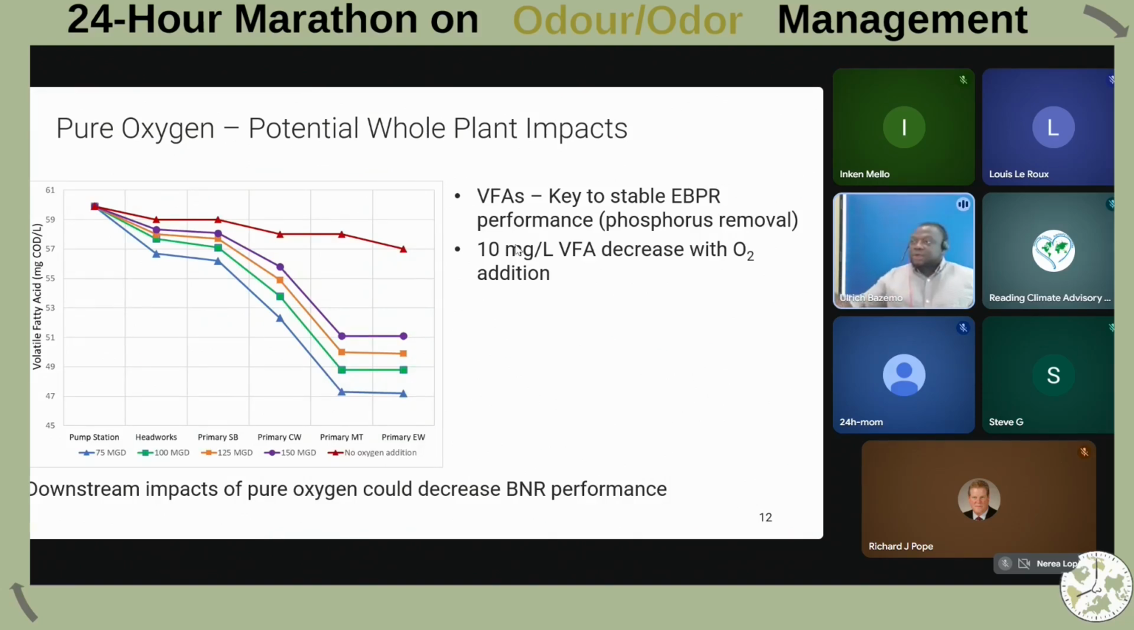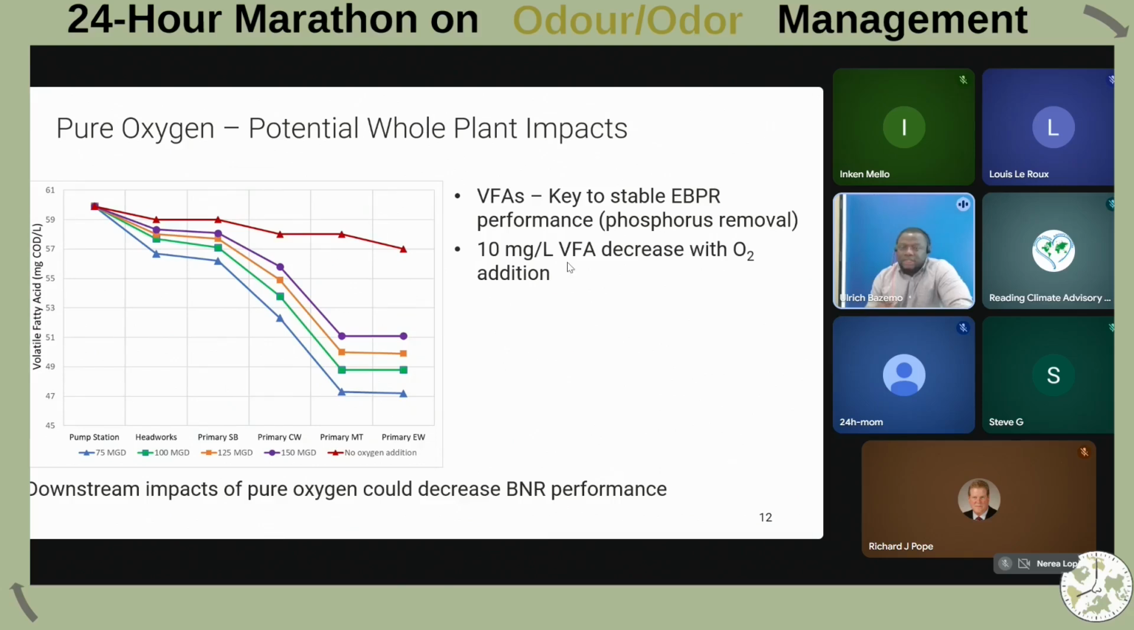For the secondary treatment, the plant uses an EBPR process, which needs VFA to remove nutrients. However, if you add the oxygen, you are consuming that VFA. In the graph that you see here on the left, you can see the VFA profile dropping with the oxygen addition in comparison to the baseline, which is no oxygen addition. On average, we're getting about 10 milligrams per liter of VFA reduction.